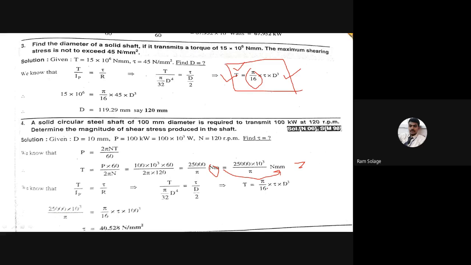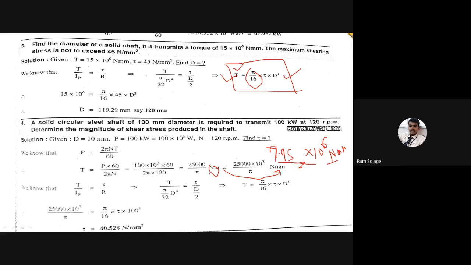What is the answer? 7.95 into 10 raised to 6. It is correct in Newton mm. Check your answer. Is it correct or wrong? 7.95 into 10 raised to 6 Newton mm. It is correct. Yes, check, sir, your answer. Correct.